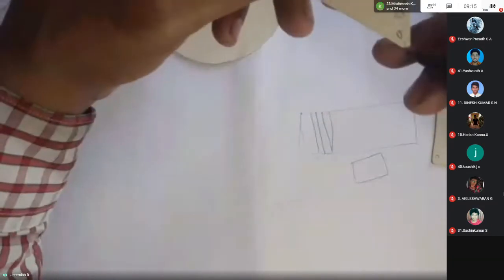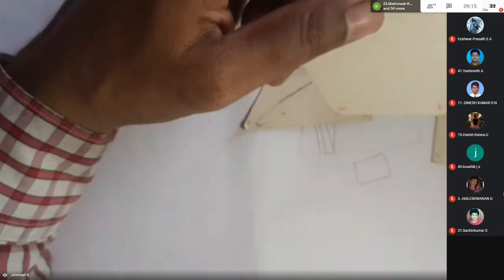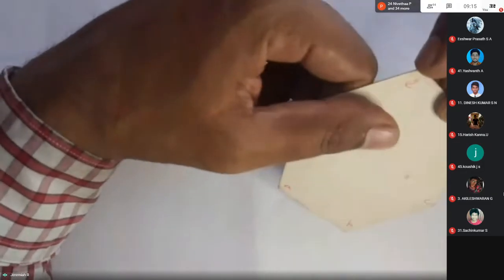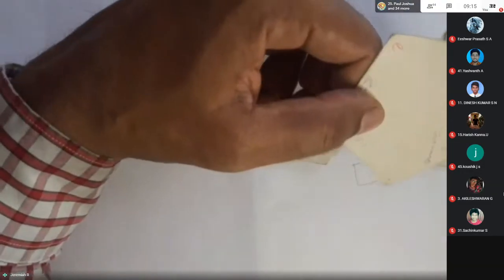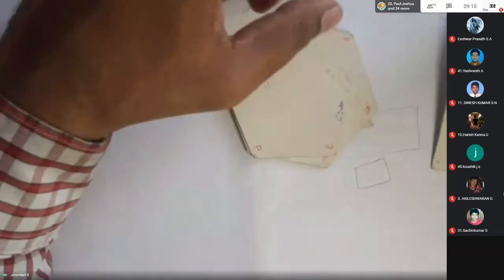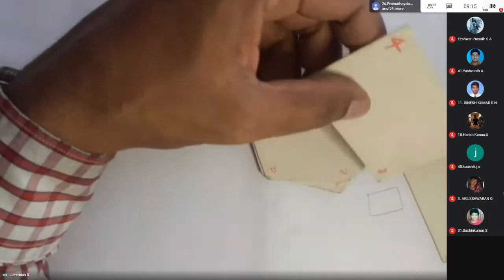So there are 3 corners in the case of a triangle. But in the case of a hexagon, you'll have 6 corners. If it is a pentagon, you'll have 5 corners. If it is a square, you'll have 4 corners. If it is a rectangle, you have 4 corners.